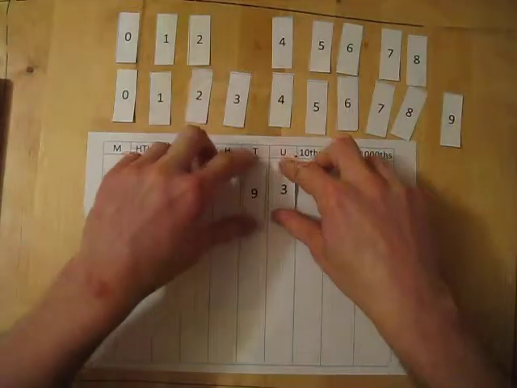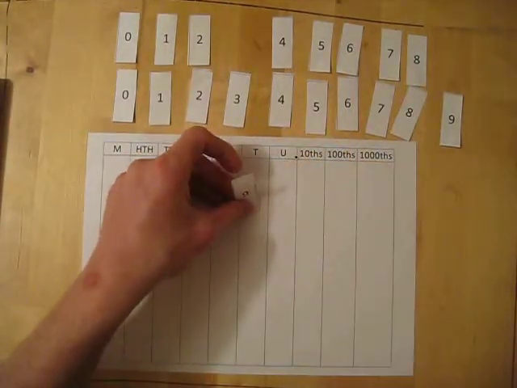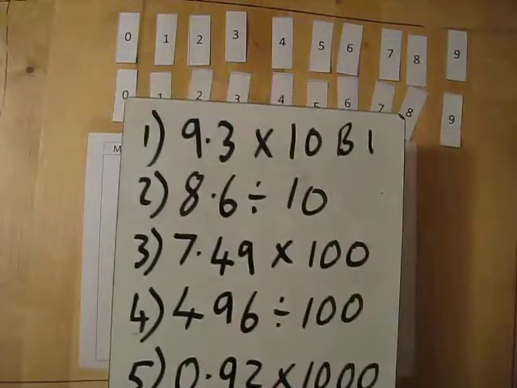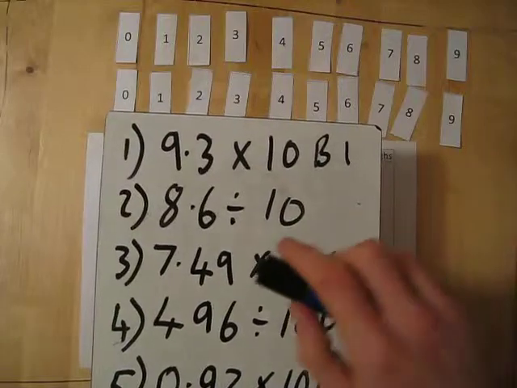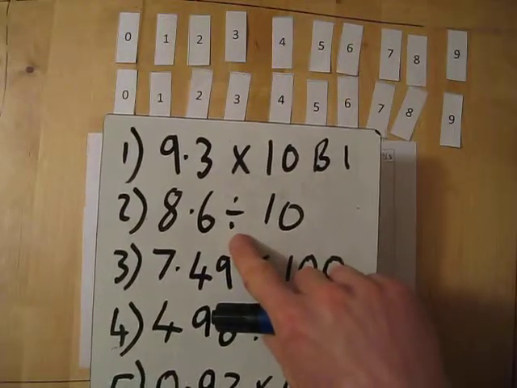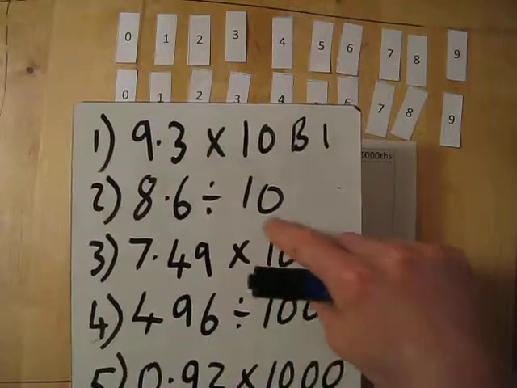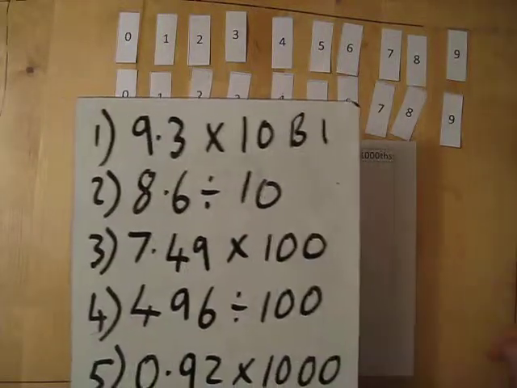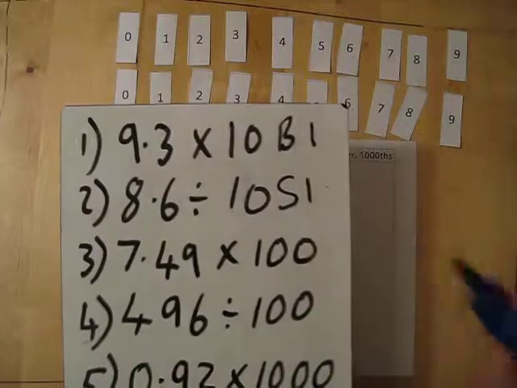Simple. Let's do another one, so I'm going to put these back. Next question we've got is 8.6 divided by 10. So 2 questions. First question, bigger or smaller? We know when we divide, things get smaller. By how many places? And again, there's 1 zero in 10, so it will get smaller by 1 place.